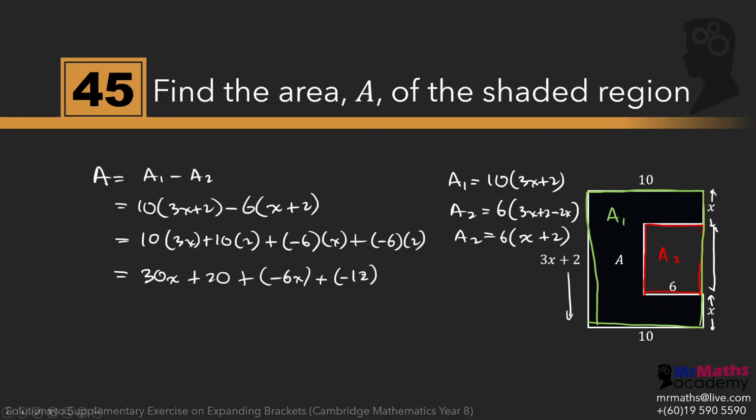Right. Let's open the bracket. So that becomes 30x plus 20. And minus meeting plus becomes minus 6x. And again, plus and minus becomes minus 12. Adding up the like terms, or subtracting the like terms, 30 minus 6 becomes 24x. Then 20 minus 12, which is 8. So that's the answer.